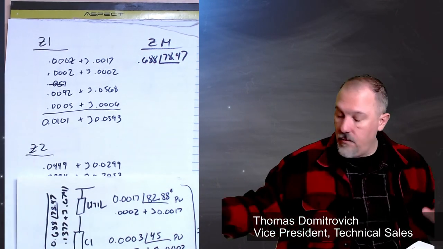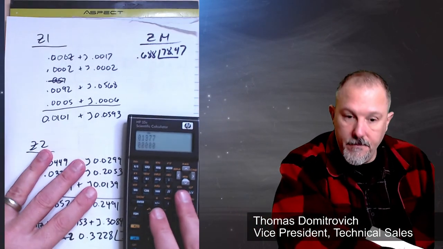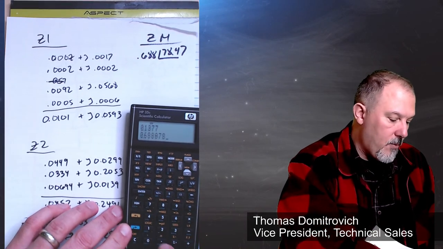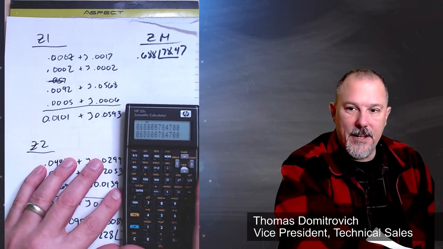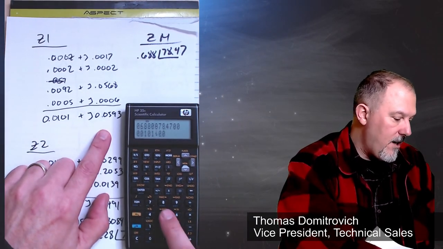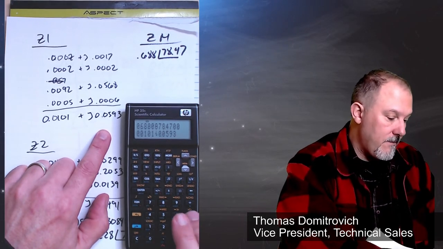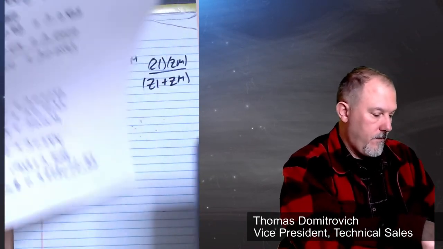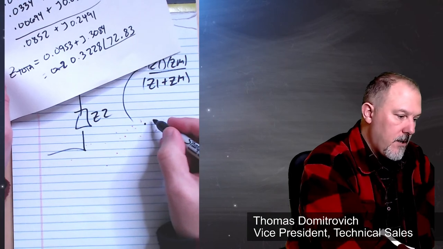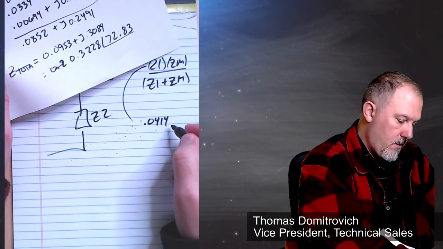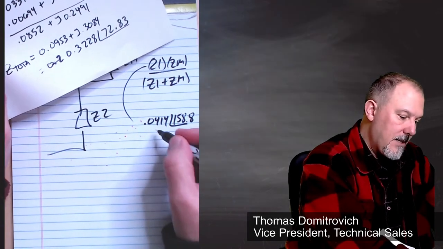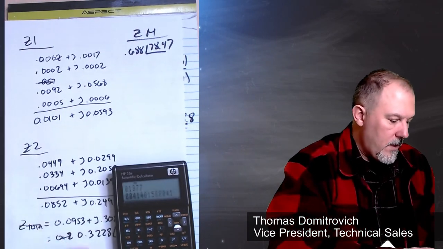For the sake of time, I'm going to do 0.688 at an angle of 78.47. That's how you do it on this calculator. And then I have to put 0.0101 j 0.0593 and multiply that, and that's 0.0414. So this top is 0.0414 at an angle of 158.8.